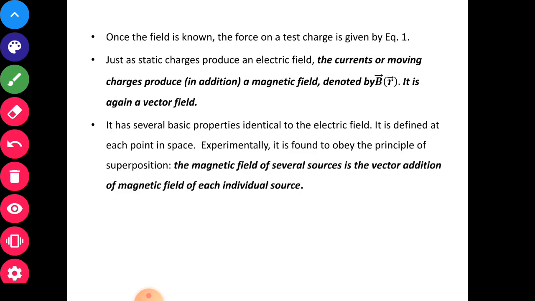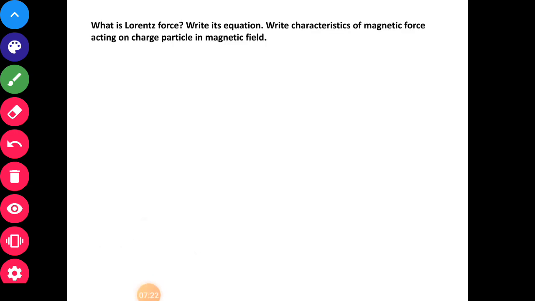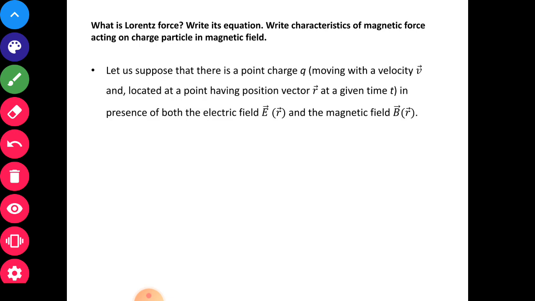Now there is a new topic which is Lorentz force. Okay. The new topic is Lorentz force. Now, what is Lorentz force? Write its equation. Write the characteristics of magnetic force acting on charged particle in magnetic field. This way it can be asked.